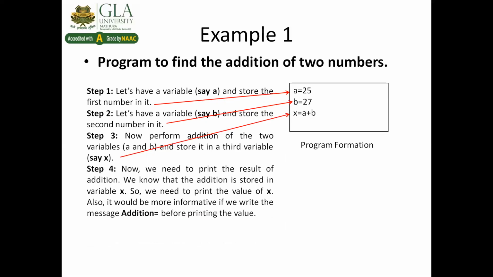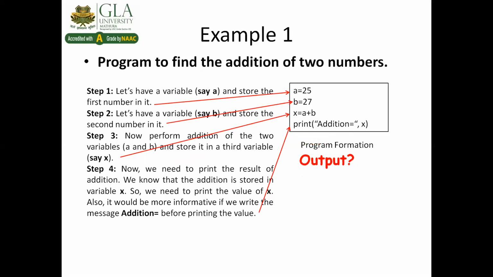Now it would be more informative if we write some message like addition equal to before printing the value. So you all know that a print statement helps us in printing a value. So we are writing print and within double quotes we are writing addition equal to. So this will be taken as it is, comma the value of x, because x is not inside double quotes, so it will be printing the value of x.